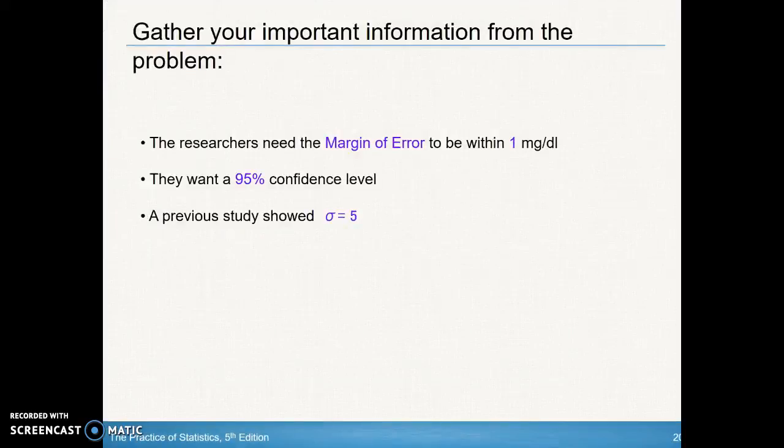Okay, the first thing you want to do after reading a problem like that is gather together the important information that you're going to need to figure out this sample size. So the researchers need the margin of error to be 1. You need that piece of information. So margin of error, they want it to be within 1, so 1 or less. Number 2, they stated they wanted a 95% confidence level. And number 3, the previous study showed sigma to be 5.